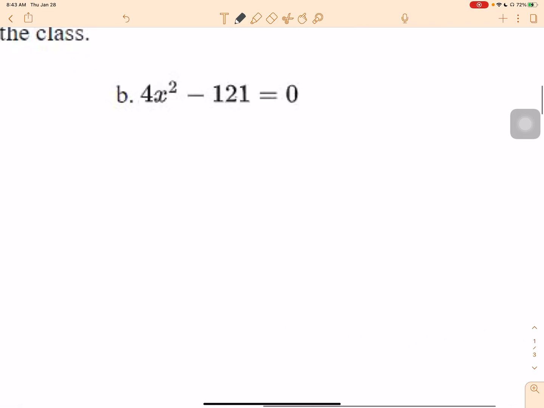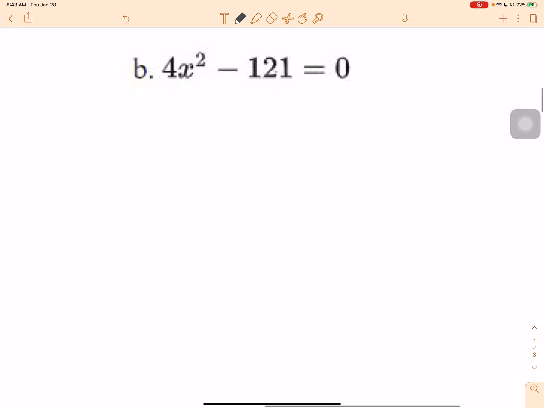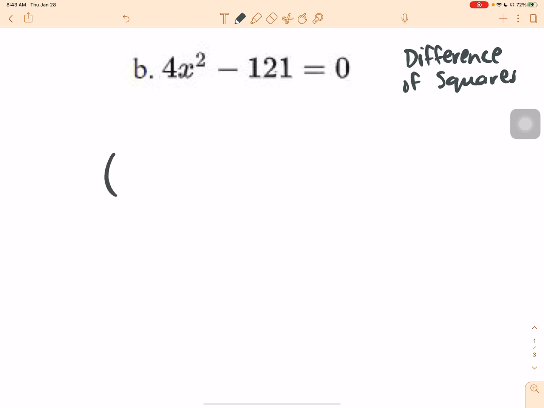This one's kind of a throwback. If you notice here, these two are both perfect squares, so this is what we call a difference of squares. And here we have a shortcut. Whenever we have a difference of squares, you can definitely look it up to see more notes on it. We did this last semester when we first started learning about quadratics. So here, difference of squares will look like this.